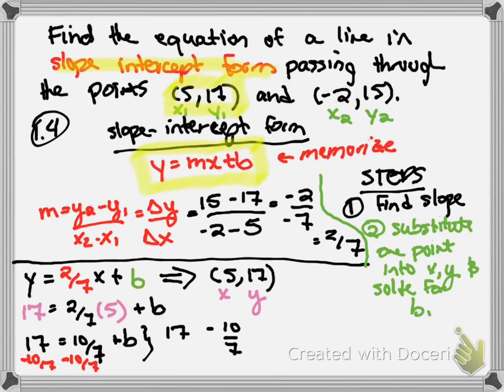So the easiest way to do this math here is to multiply 17 by 7/7. 7/7 is just 1, so that doesn't change anything. So what is that? 70 plus 49. I think that's 119. You can check my math. So that would be our b.